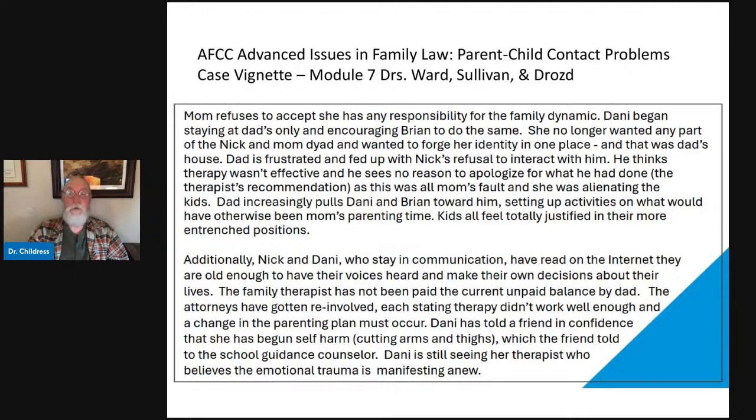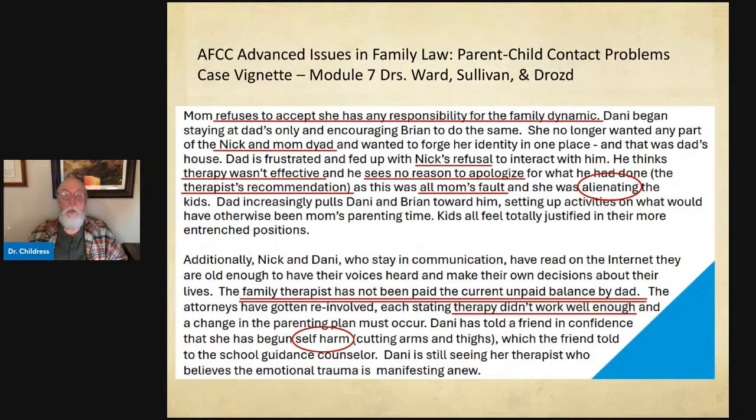The family therapist has not been paid, and current unpaid balance by dad. The attorneys have gotten re-involved, each stating therapy didn't work well enough and a change in their parenting plan must occur. Danny has told a friend in confidence that she has begun self-harm, cutting arms and thighs, which the friend told to the school guidance counselor. Danny is still seeing her therapist, who believes the emotional trauma is manifesting anew.